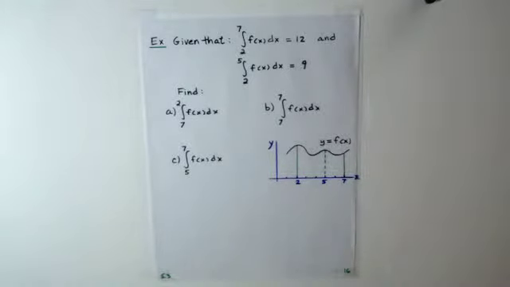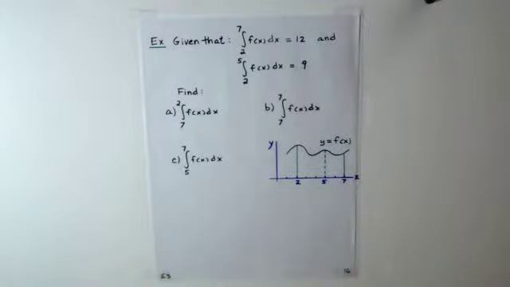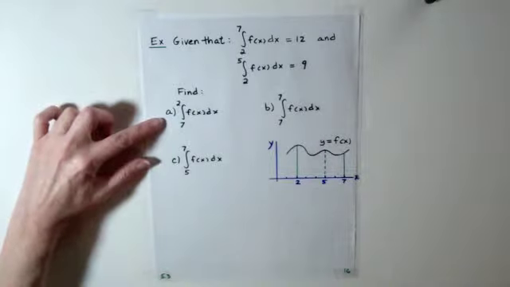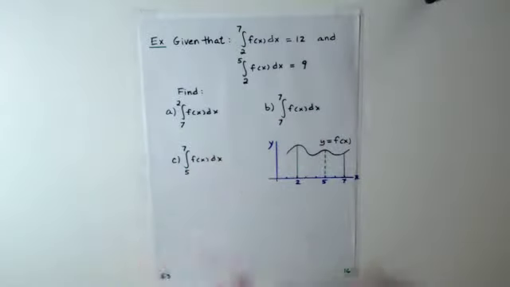What I'd like you to do is to pause the video and think about parts A, B, and C, do as many of them as you can, and write down which of the properties of definite integrals that we just proved you used in each of these solutions. Then if you get stuck and you've tried all three of them, go ahead and restart the video and we'll go through them together.